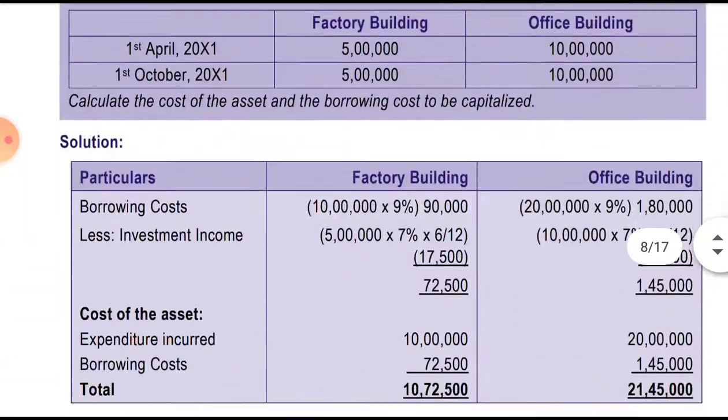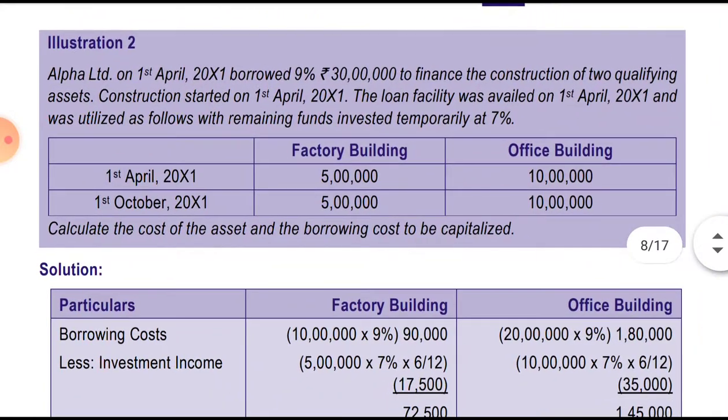Then illustration 2. Alpha Limited on 1st April borrowed 30 lakh at 9% to finance the construction of two qualifying assets. The construction started on 1st April. The loan facility was availed on 1st April and was utilized as follows, and the remaining fund was temporarily invested at 7% interest, so that will be deducted from the cost.